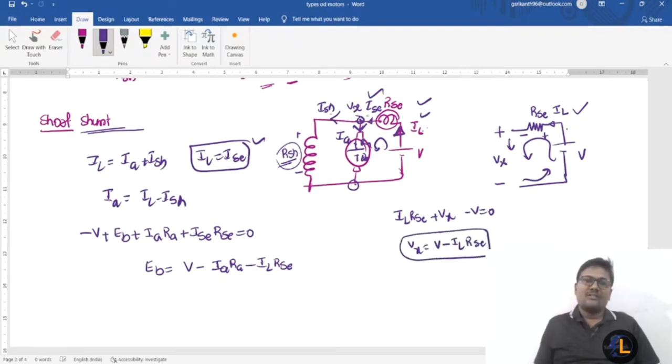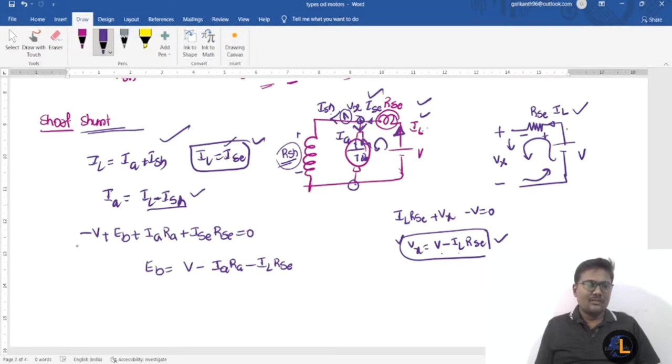The node potential will be, suppose you can assume that is the A potential. The node potential is Vx. That Vx is equal to V minus IL into RSC. And same, if you apply the KCL at the node, IL is equal to IA plus ISH, and IA is equal to IL minus ISH, and here IL line current is equal to series field current.